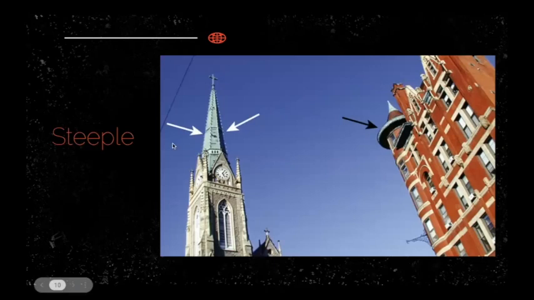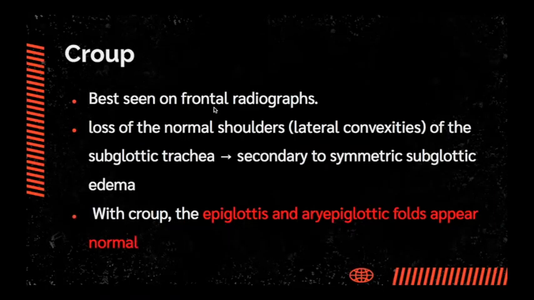So steeple sign, this is what a steeple looks like, as you see the roof of a church, which is quite pointy upwards, right? Croup is actually best seen on the frontal radiograph. If you are lucky, you can see some narrowing on the lateral radiograph. So the key point is loss of the normal shoulder, which is the lateral convexities at this subglottic region, right? This is because of the subglottic edema.